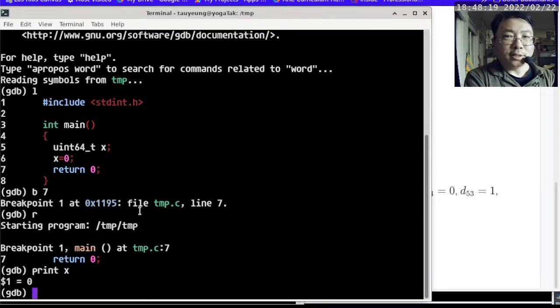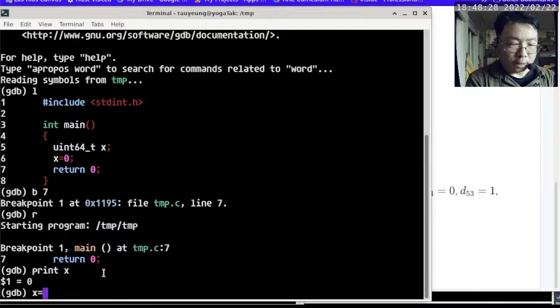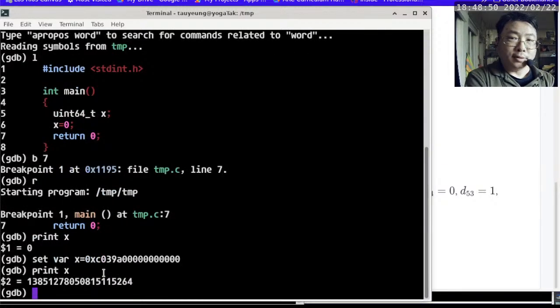So now we can say x equals the hexadecimal number that we have specified earlier. So Control C, copy, and then over here. Oh yes, I have to use set var x equals to. This is the command that you have to use in GDB in order to change the value of a variable in your program. Okay, press the enter key. Alright, so now we say, oh, is it going to work? No, it's not going to work.